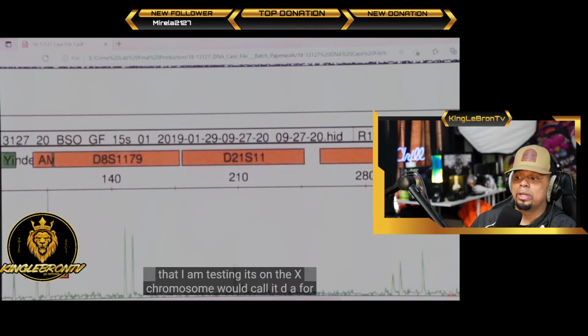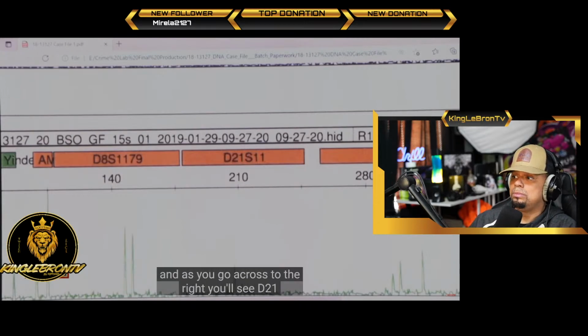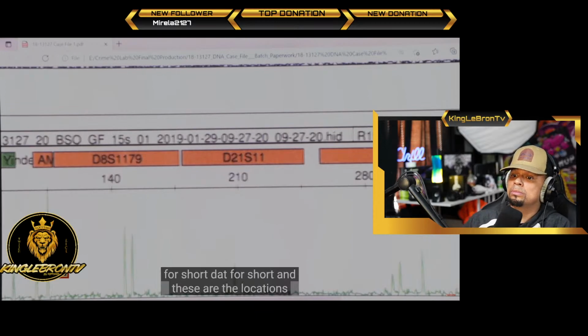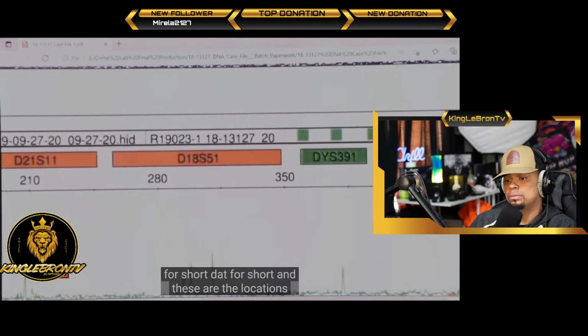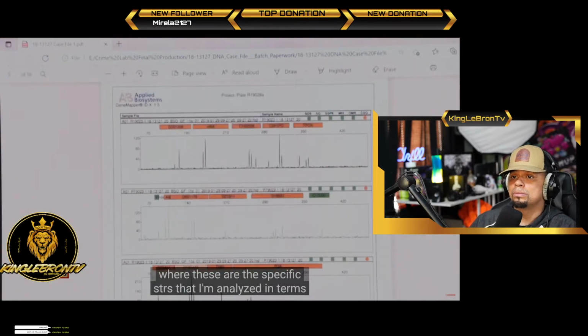I don't know what color that is. It's on the 8th chromosome. I would call it D8 for short. And as you go across to the right, you'll see D21 for short, D18 for short. And these are the locations, or these are the specific STRs that I'm analyzing.